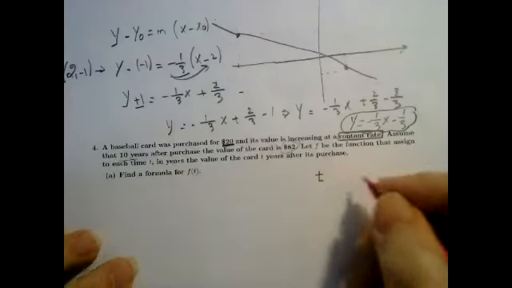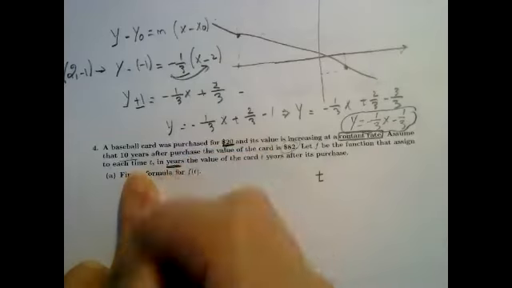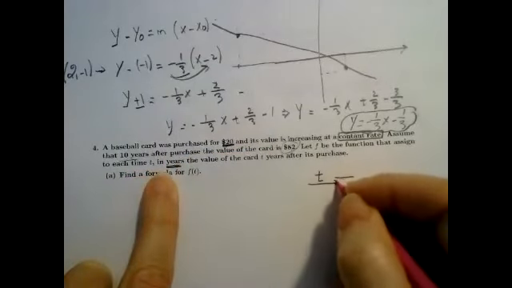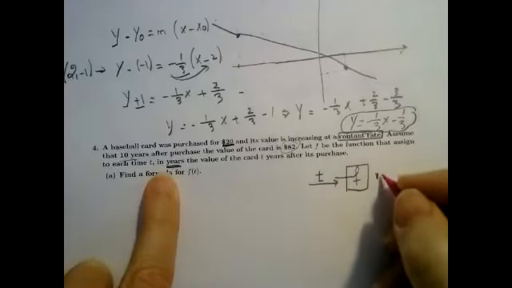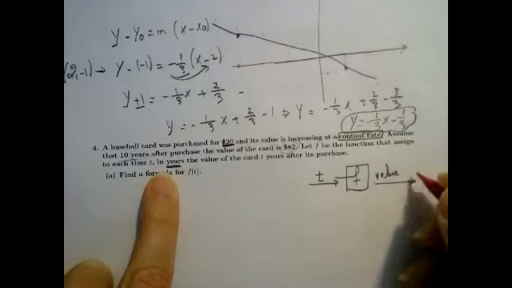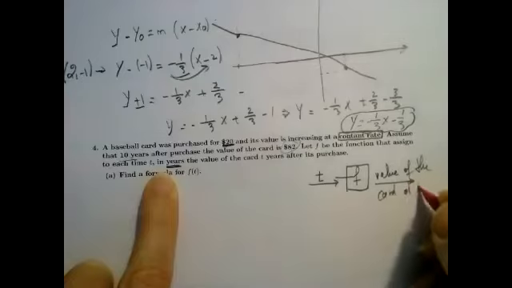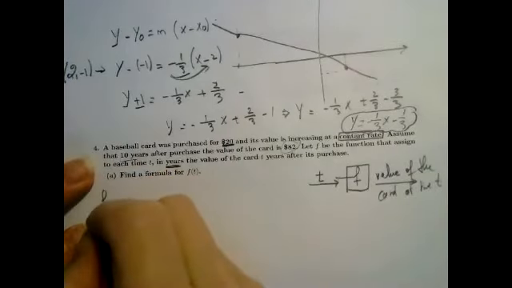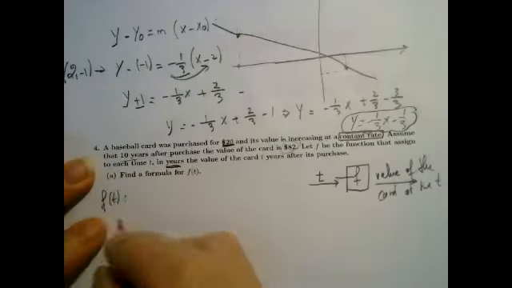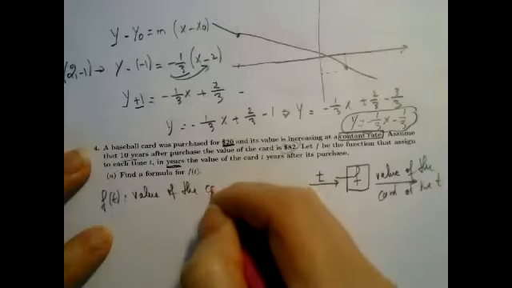f is the following function. You give it the time in years, and what f does is give you the value of the card at time t. So that's my function. Your input time spits out the value of the card. So f of t represents the value of the card at time t.